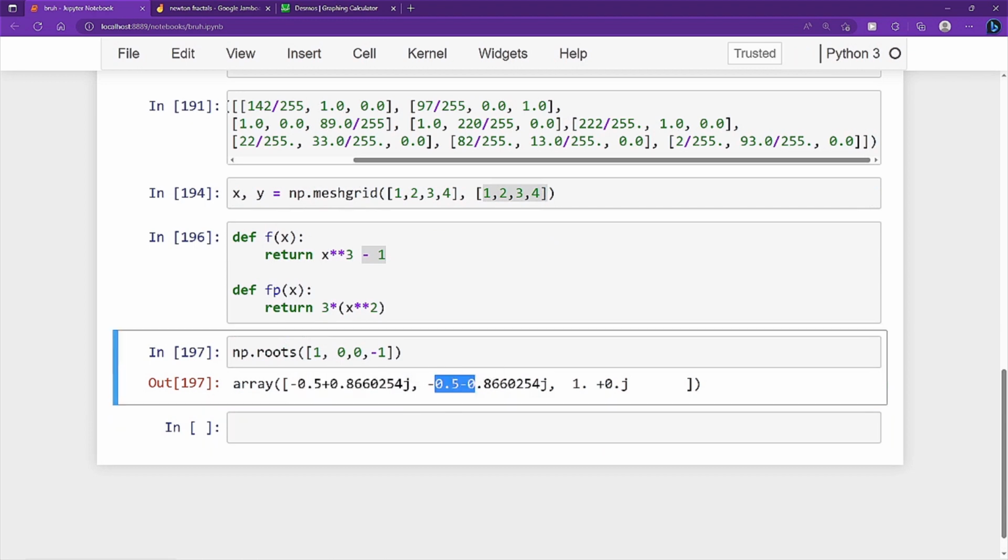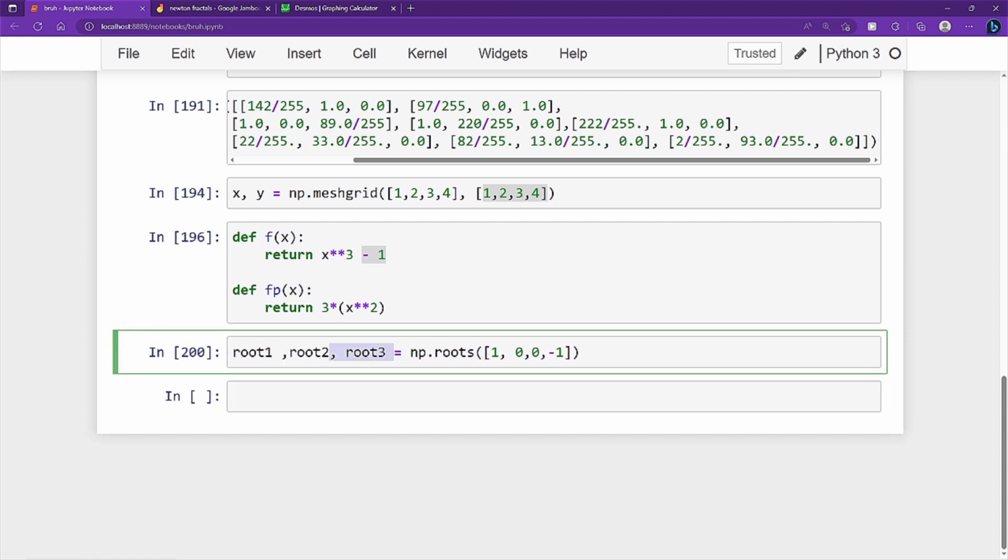And this will give us the roots that NumPy thinks are the roots. These are also numerically calculated, at least I believe that, and they can be off sometimes. Now I can store these roots, root 1, root 2, root 3, and I'm going to use them later to compare.